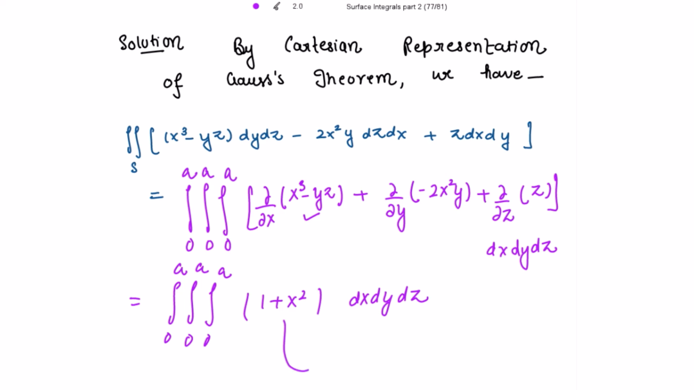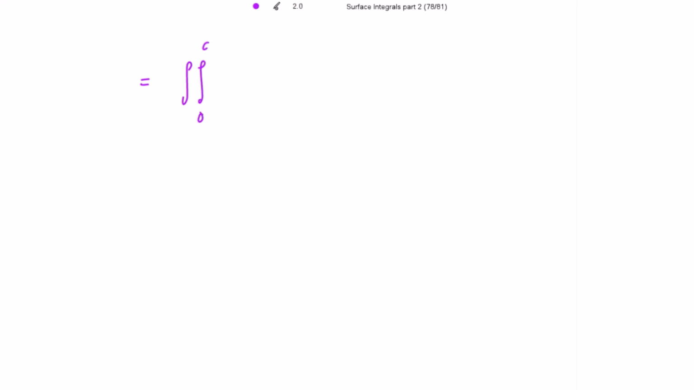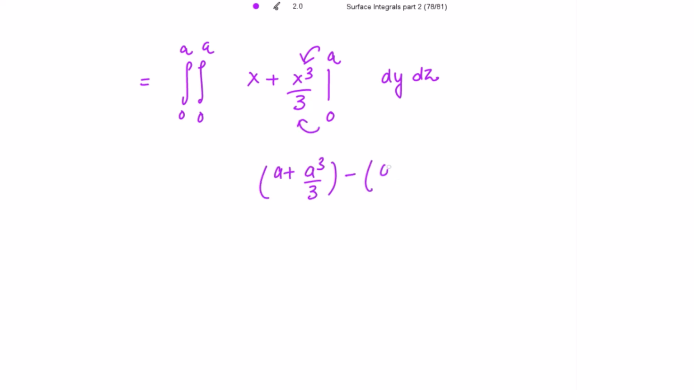So now integrating this integrand with respect to x first, we get x plus x cube divided by 3, right, with limits from 0 to a. So this is a double integration from 0 to a, and this is x plus x cube divided by 3 with limits 0 to a, dy, dz. Putting the upper limit, we get a plus a cube by 3, minus, putting the lower limit, we get 0. So this becomes a plus a cube by 3.